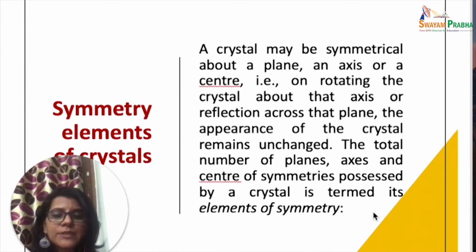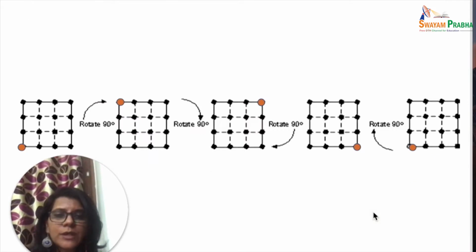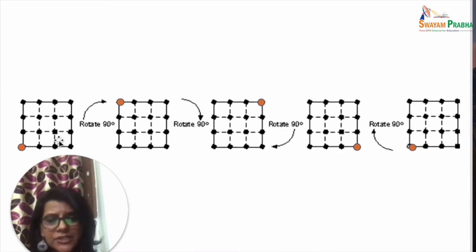To understand this, let us imagine a small two-dimensional crystal composed of atoms in an ordered internal arrangement as shown here. Although all the atoms in this lattice are the same, one of them is orange so that its position can be tracked. Now if I rotate the crystal by 90 degrees, I notice that the lattice and crystal look the same as what we had started with.